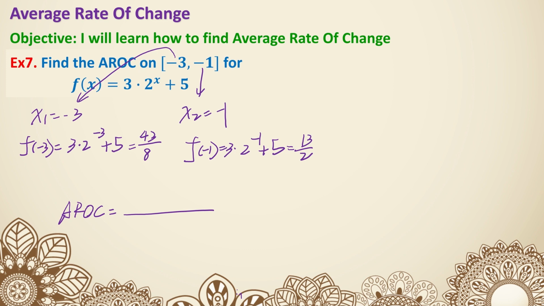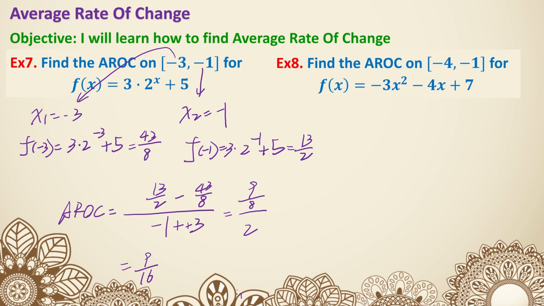Let's calculate the AROC. Second pair, subtracting the first pair, 13/2 minus 43/8 over negative 1 minus negative 3. So the bottom is just going to be a 2 because of negative 1 plus 3. As for the top, it's going to be a 9/8. The whole thing simplifies to be 9/16. Lastly, example 8.